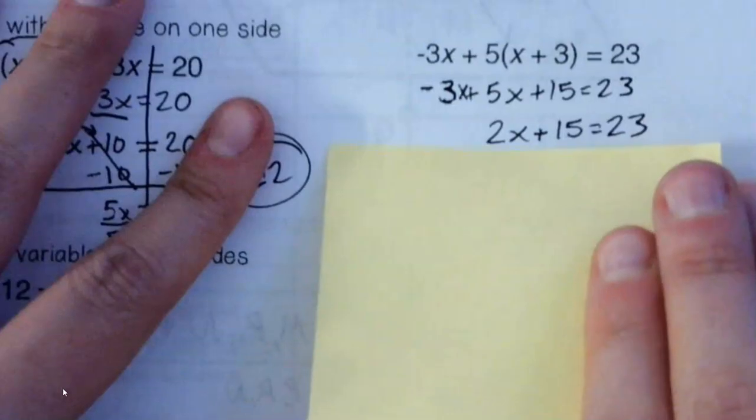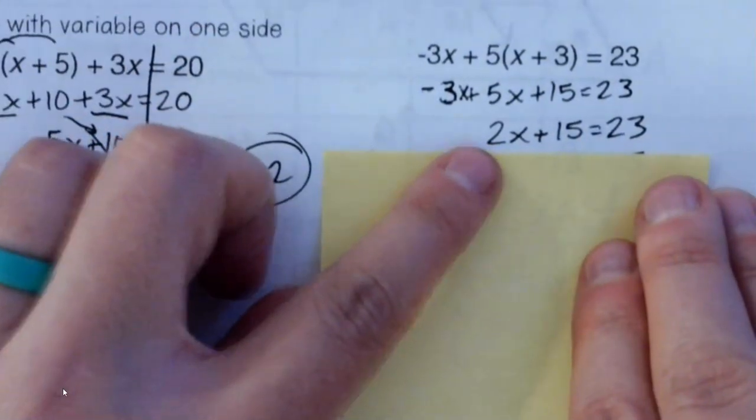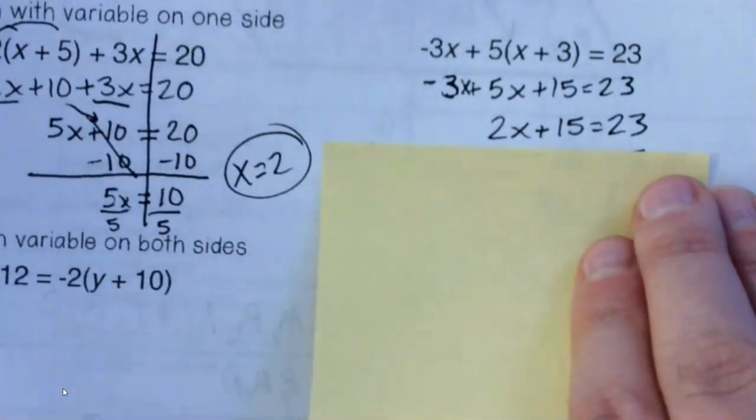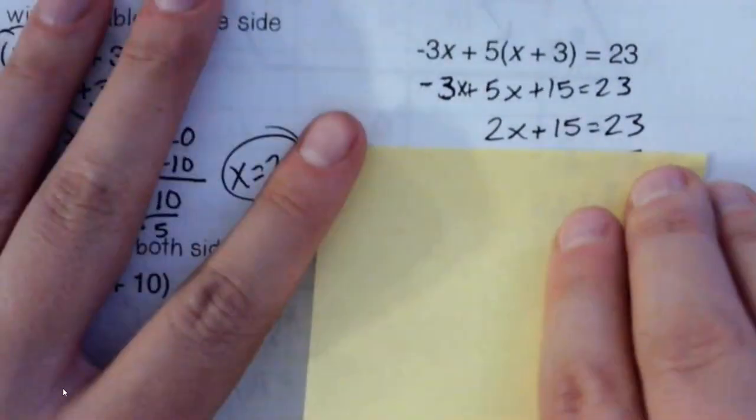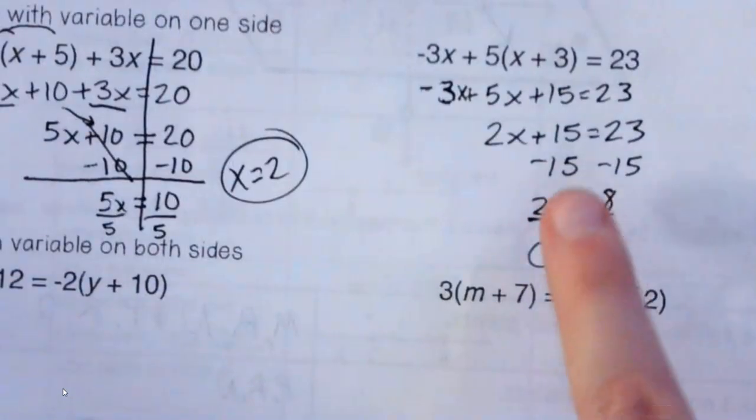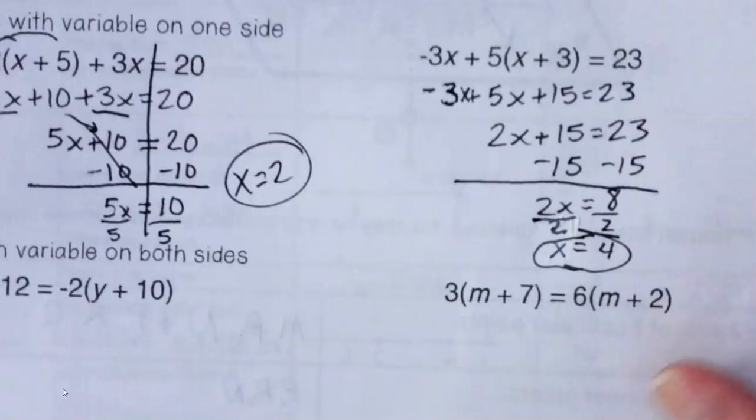And then I combined like terms. Honestly, this is one of the most common mistakes I see, is combining those like terms wrong and ending up with like 8x there or negative 8x and doing that incorrectly. And then I subtracted 15 on both sides. Then I divided by 2. Then that was it. X is 4. All right.